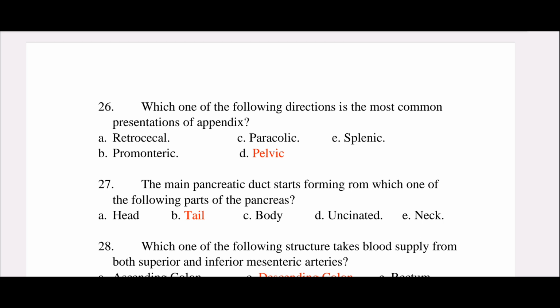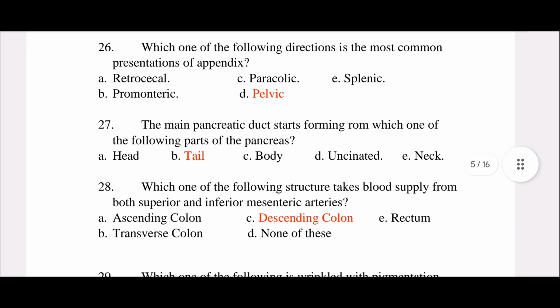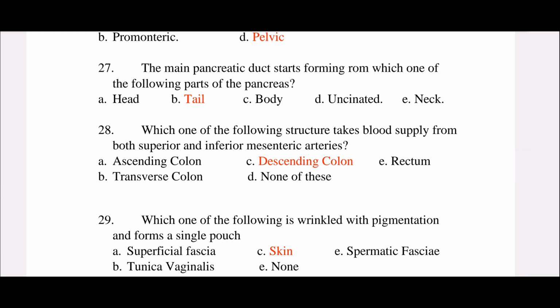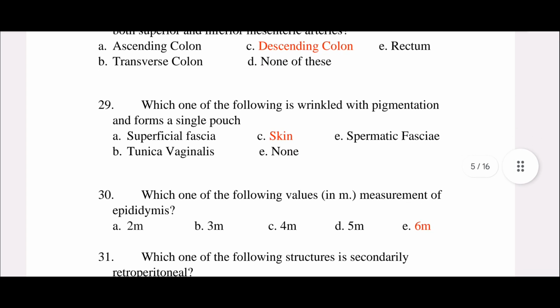27. The main pancreatic duct starts from which one of the following parts of the pancreas? Option B, tail. 28. Which one of the following structures takes blood supply from both the superior and inferior mesenteric arteries? Option C, descending colon.